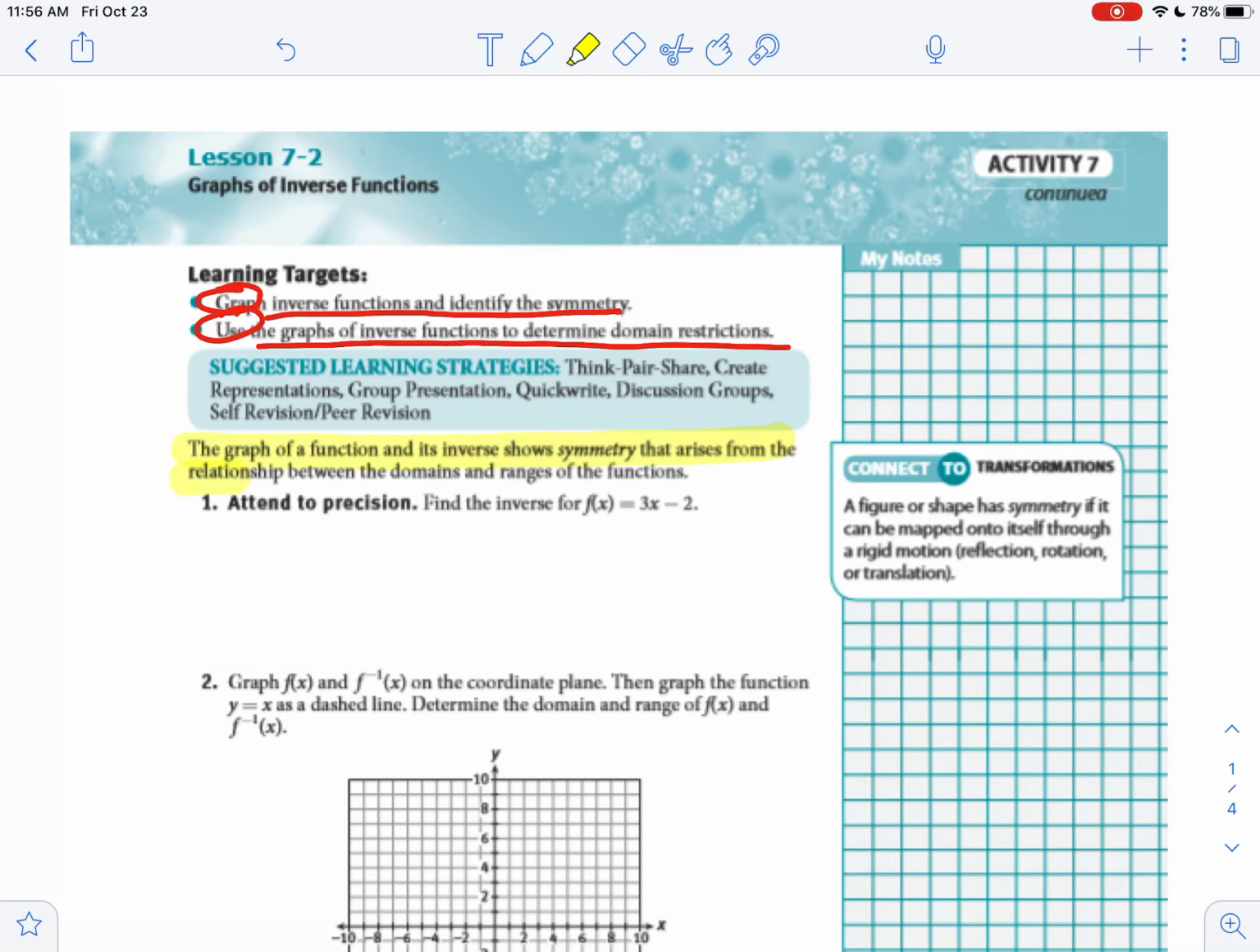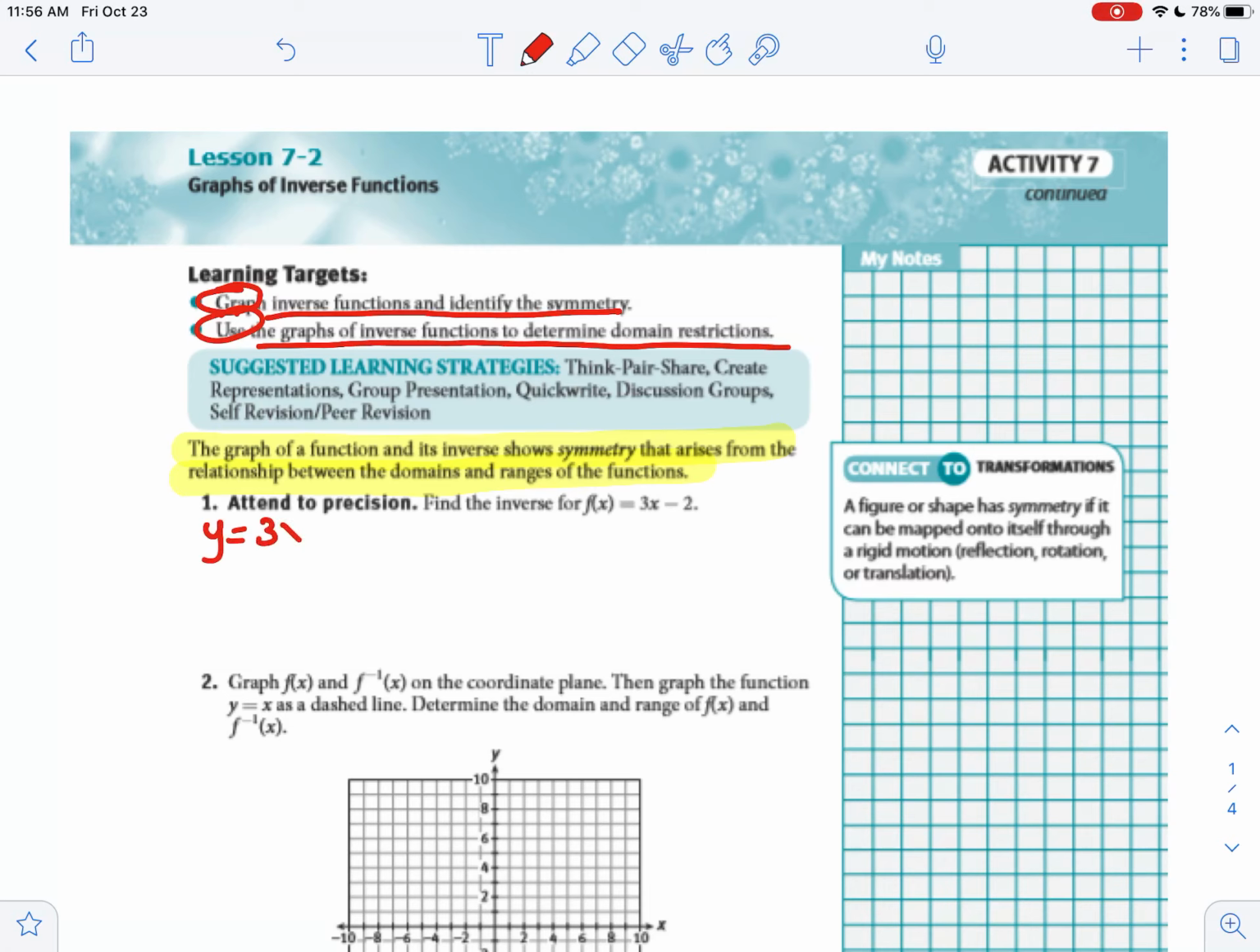Well, the graph of a function and its inverse show symmetry, and it arises from the relationship between the domain and the range of the function. If you remember, the domain and the range are swapped in the inverse of a function. So let's practice that now.